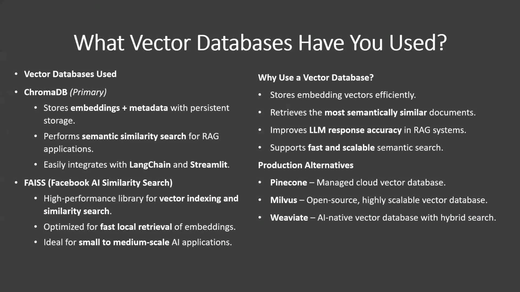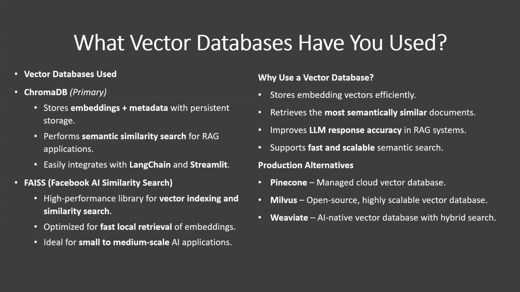So what vector databases have you used? One is ChromaDB. It stores embeddings plus metadata with persistent storage, and it performs semantic similarity search for RAG applications and easily integrates with LangChain and Streamlit. The second one is FAISS. What is FAISS? Facebook AI Similarity Search. It is a high performance library for vector indexing and similarity search, optimized for fast local retrieval of embeddings, and ideal for small to medium scale AI applications.